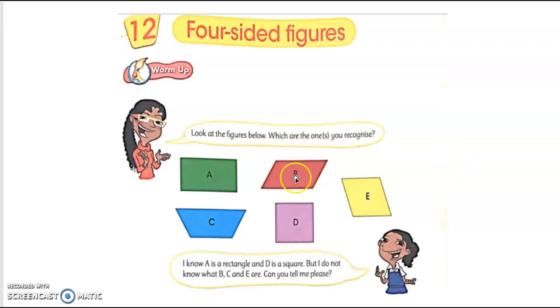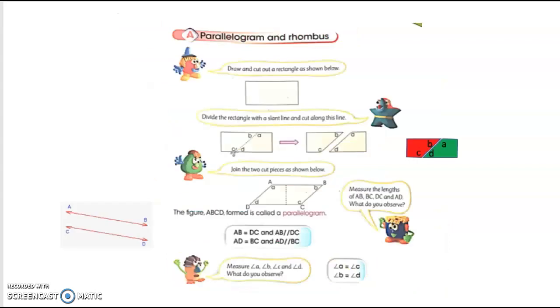This is a parallelogram. This is a rhombus and this is a trapezium. Okay? All of them have four sides and four angles. Now let's move on. Parallelogram and rhombus we are going to study in detail.